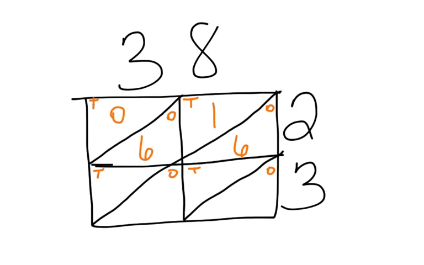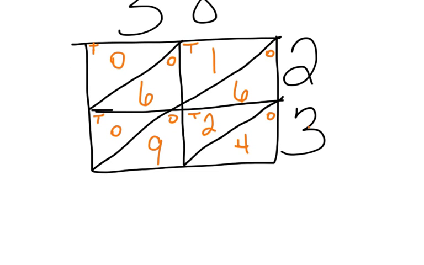Alright, now let's go through again. This time, we're down here in this box. So 3 times 3 is 9. You have, again, no tens. Now, we're going to multiply 8 times 3. 8 times 3 is 24. So you have 2 tens and 4 ones.